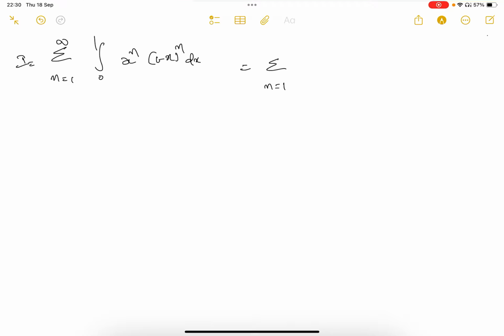summation n equal to 1 to infinity, integral 0 to 1, [x into (1 minus x)] whole power n dx. So let's consider this function, let y of x equal to x into (1 minus x), which is x minus x square. Then let's see what will happen.